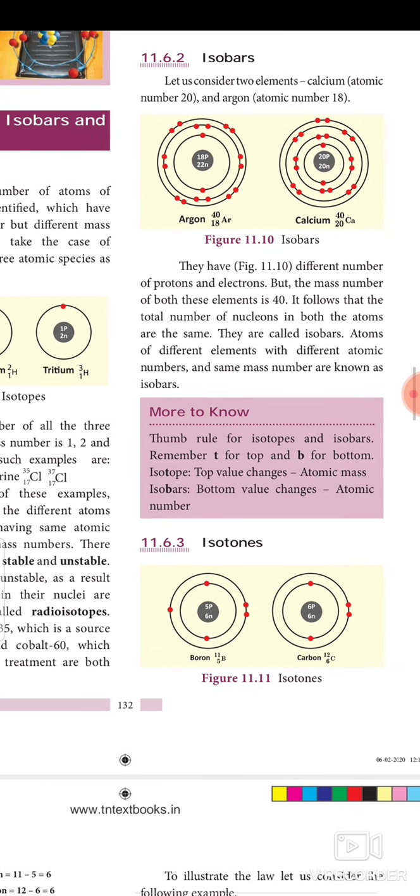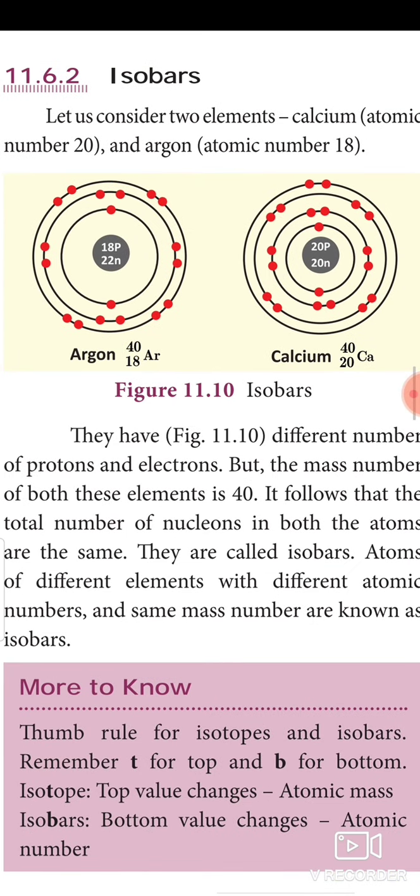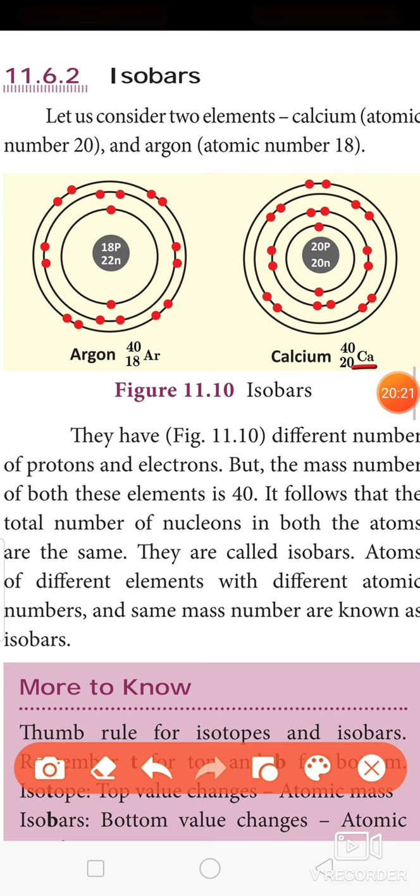Next, isobars. Next, we need to know about isobars. See, they have given the example argon and calcium. So the element names are different. This is calcium, this is argon. Their atomic numbers are different, 18 and 20. The same atomic number will provide only the same element. It may not be argon or calcium. So atomic numbers are different, 18, 20.